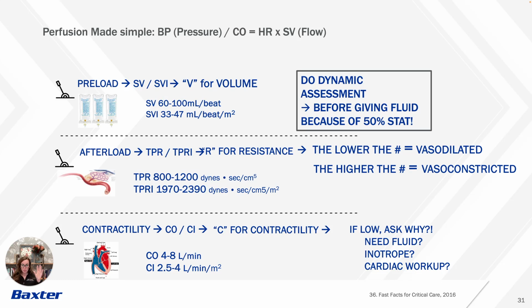So we have volume, we have vessels, and we have our pump, or fluids, pressors, and inotropes, essentially. Technically, you could give a vasodilator, and that would also be pulling the afterload lever, but since we're talking about septic shock, we're thinking pressors. So when you're thinking about vasopressors and fluids and you're not sure when to pull the lever, you can do a dynamic assessment which will help you make an informed decision around the fluid.